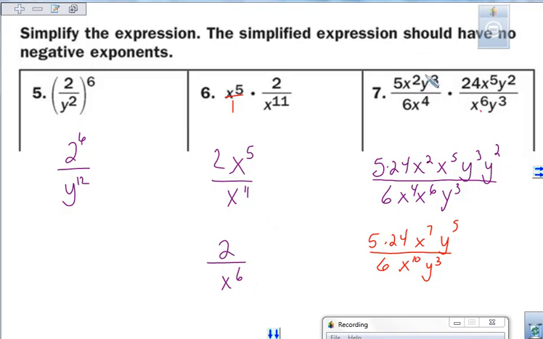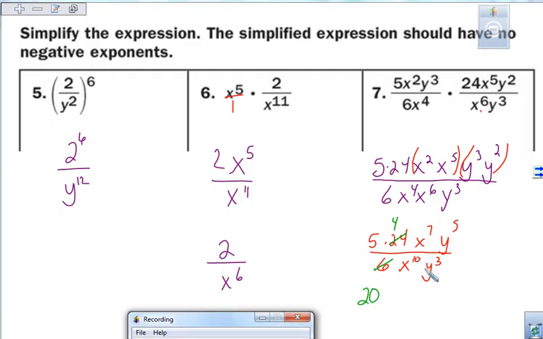Number 7, I decided to do top times top, bottom times bottom, and then simplify, get my x's combined, get my y's combined, and now I'm going to cross cancel or reduce where I can. So 6 goes into 24, 4 times, 5 times 4 is 20.